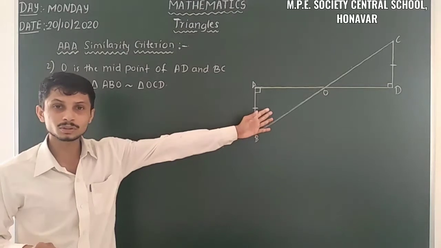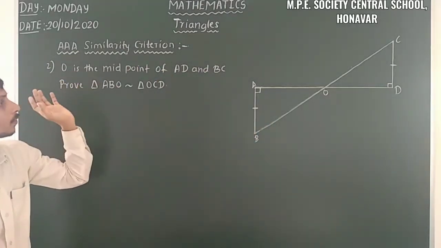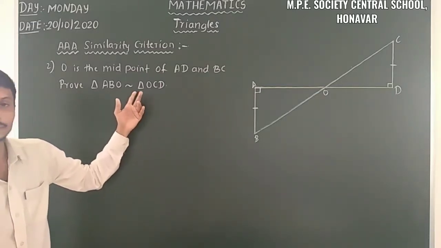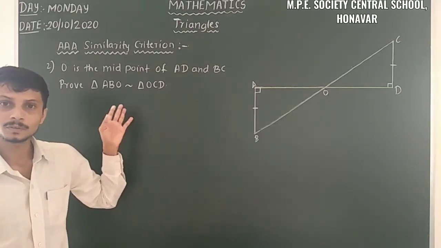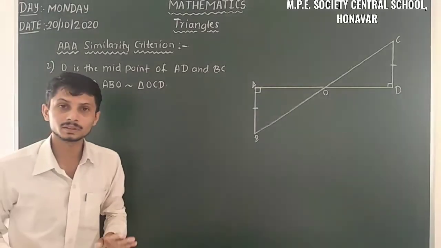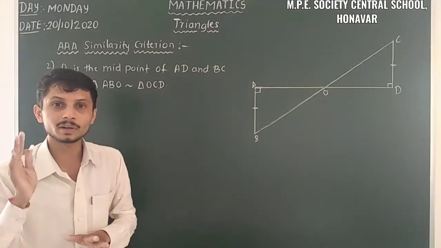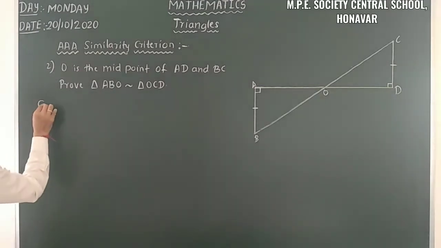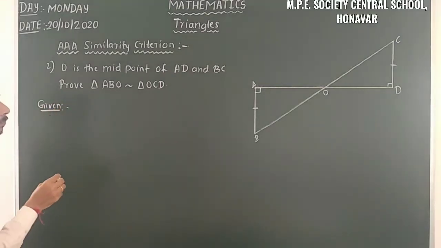The figure is shown here and it is given that O is the midpoint of AD and BC and we have to prove triangle ABO is similar to triangle OCD. So firstly we have to write what are the given things in every sort of problem. So here given. What are the given things here? That is O is the midpoint of AD and BC.